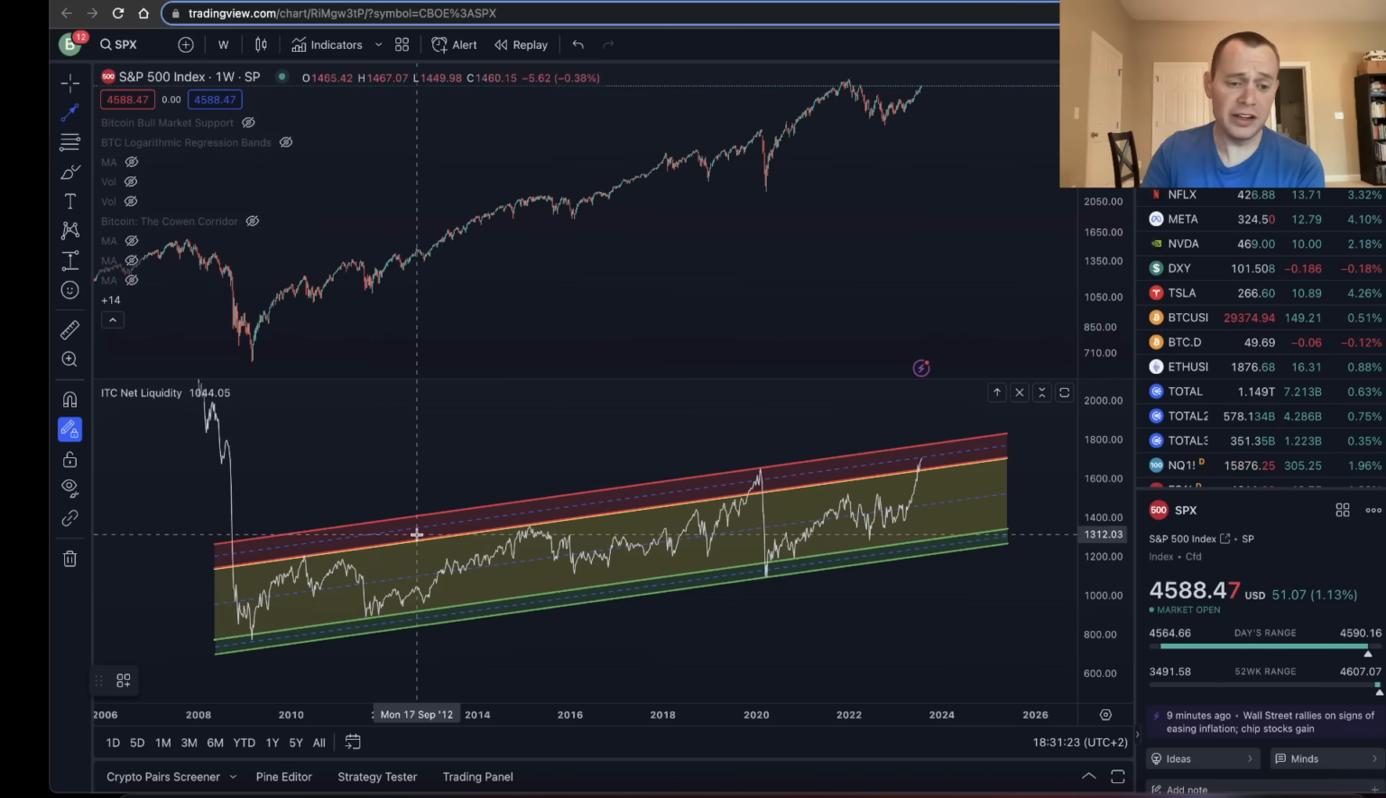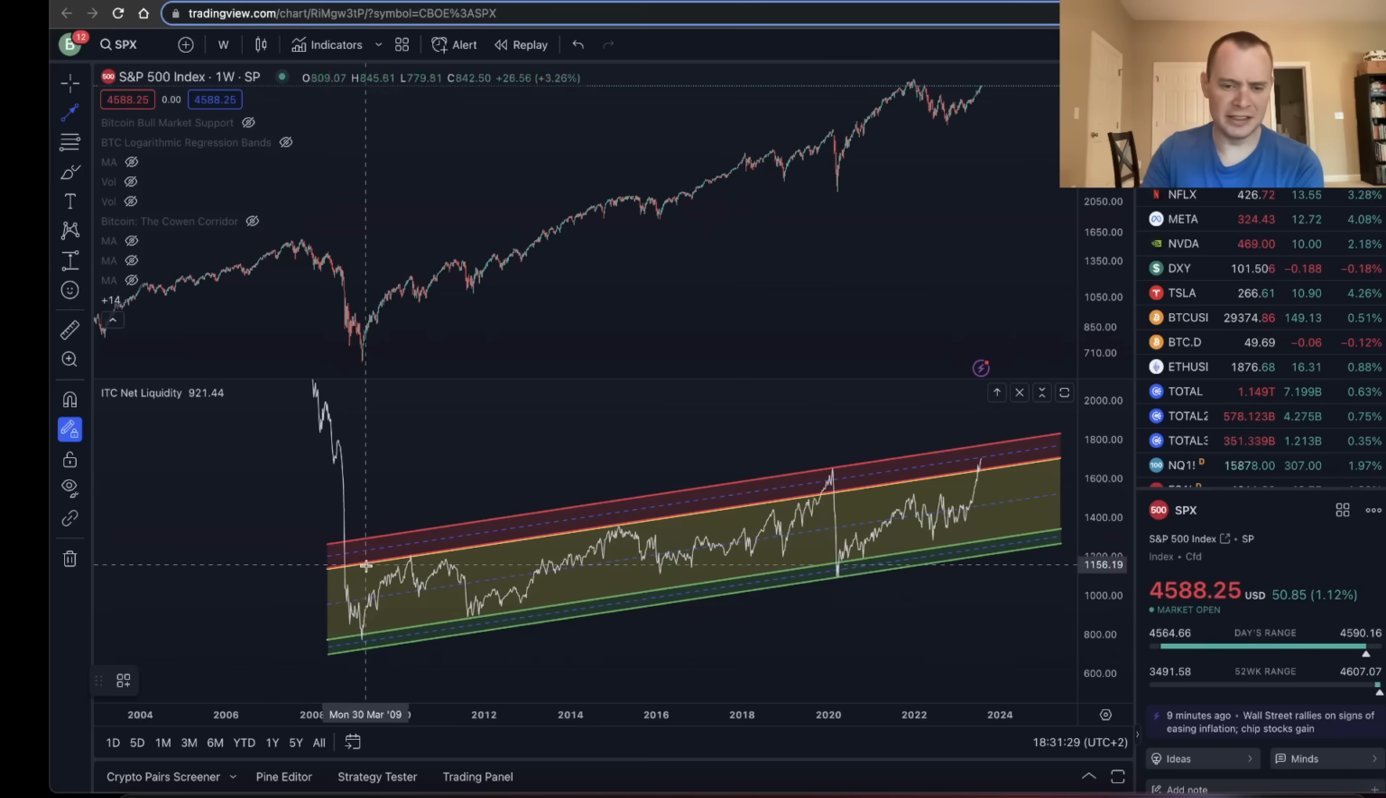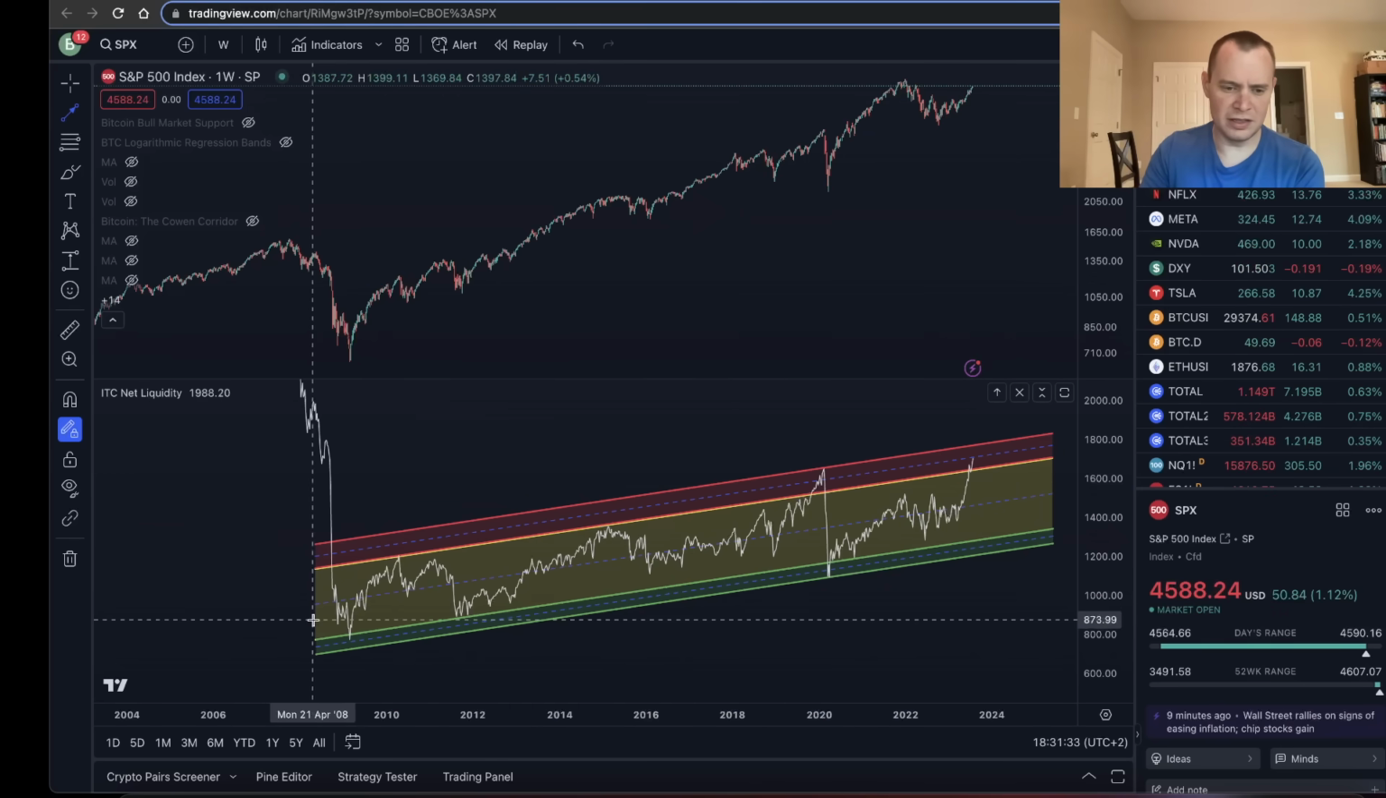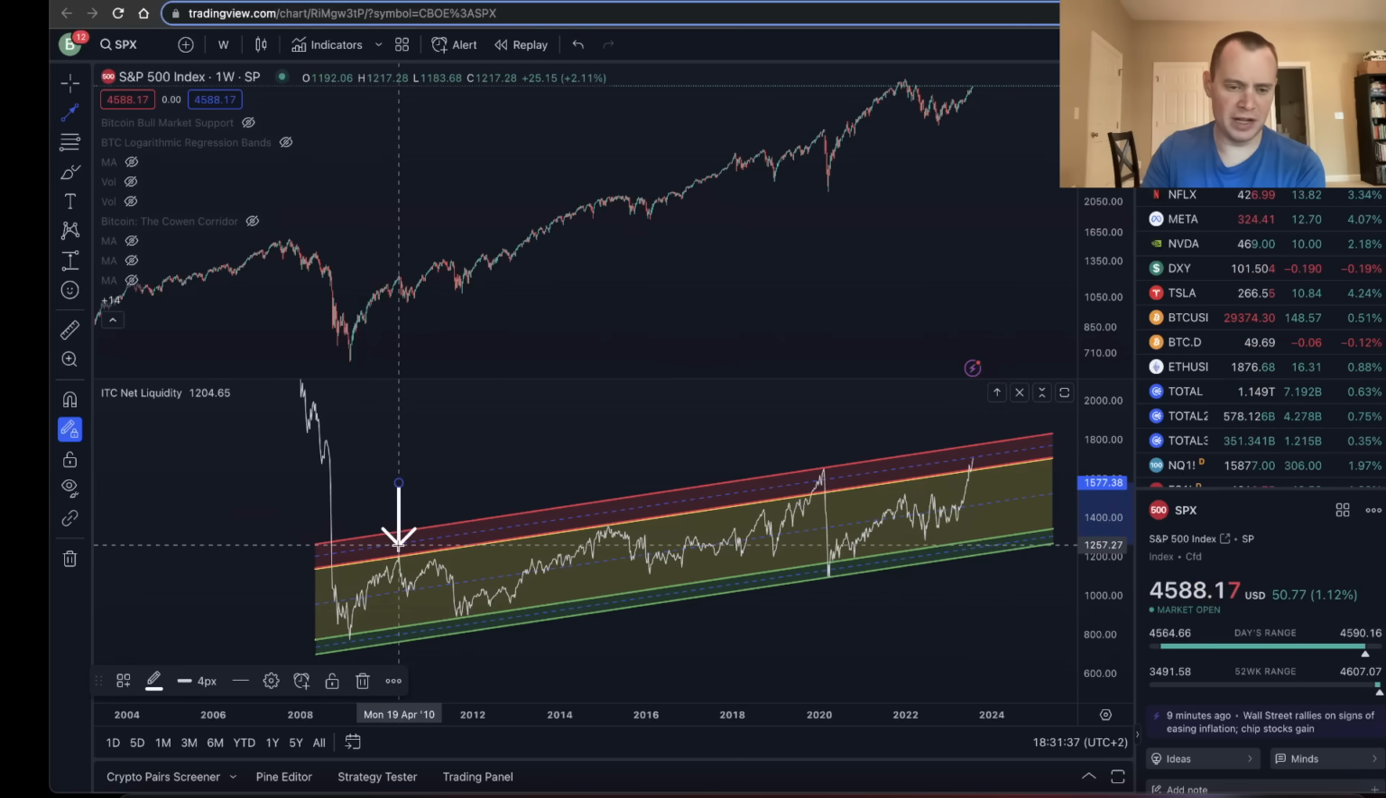What you will in fact see is perhaps a fairly well-defined parallel channel. It's not perfect, but you can see generally speaking that this is an upward trend. And you'll also see that there have been times where we come up to the top of this channel only to get rejected for a while.